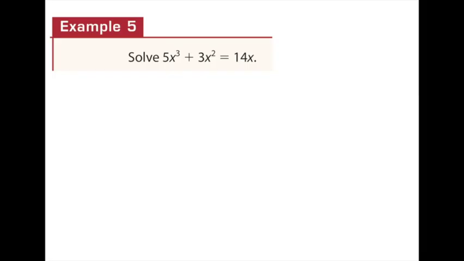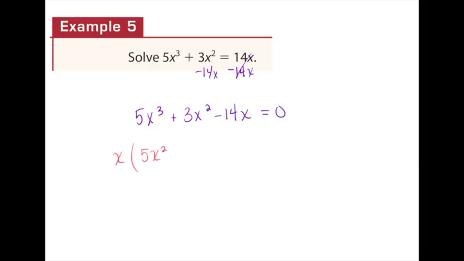We still want to move everything to one side, so I'm going to move this 14x over. I have 5x cubed plus 3x squared minus 14x equals 0. I still want to look for a common factor. What's in common to all 3 of those? 1, and then what about the variables? An x. And so if I take that x out, you're going to see that you now have a quadratic.